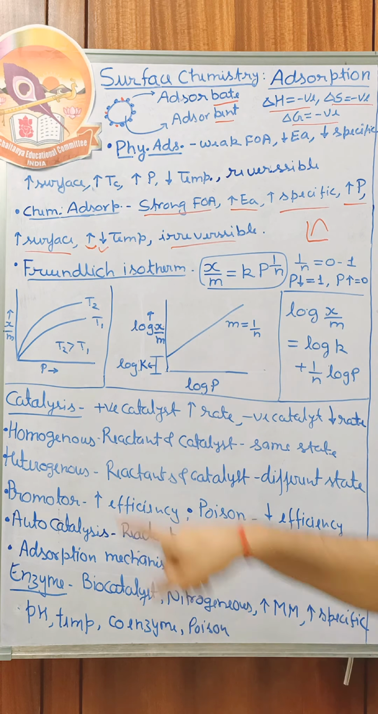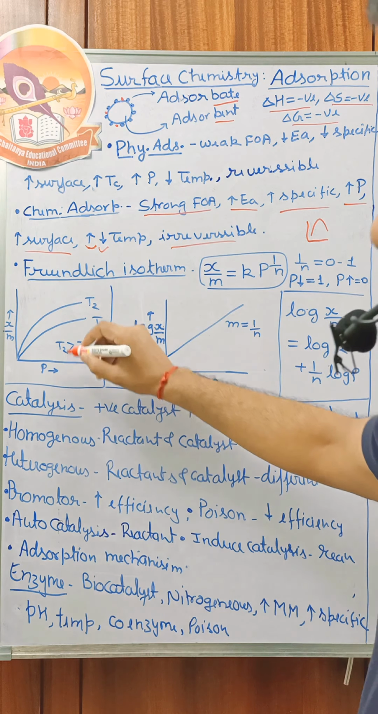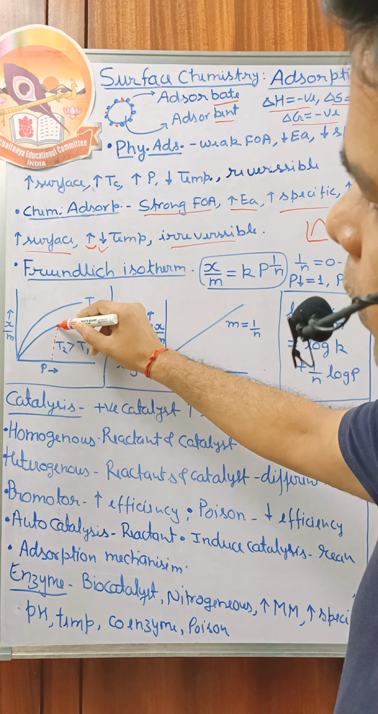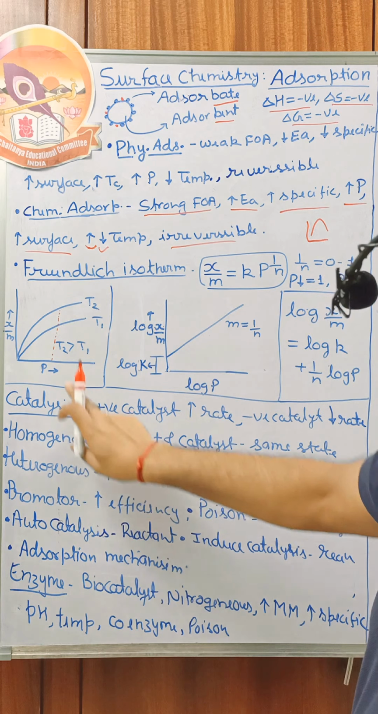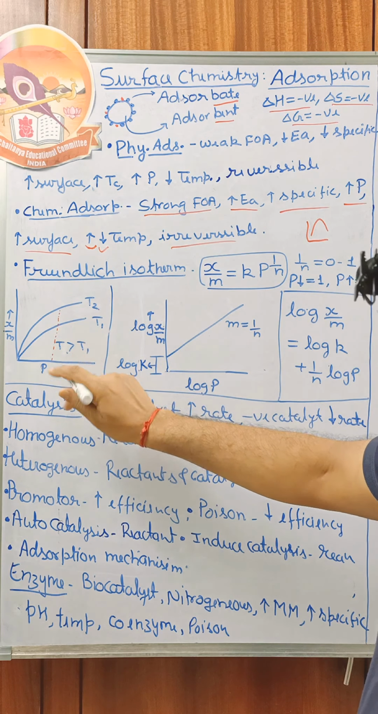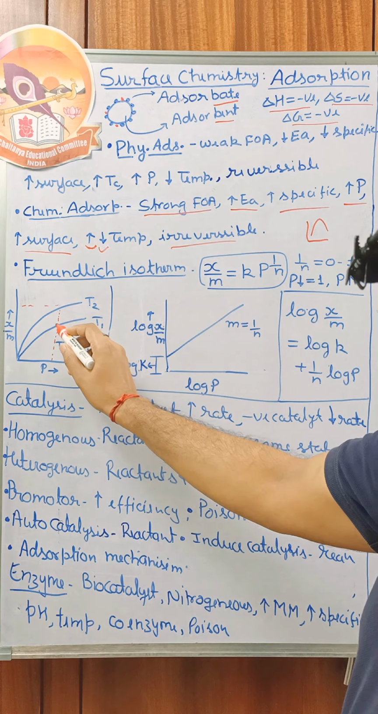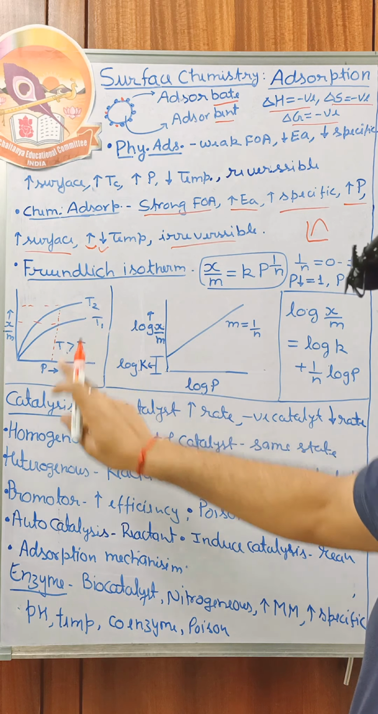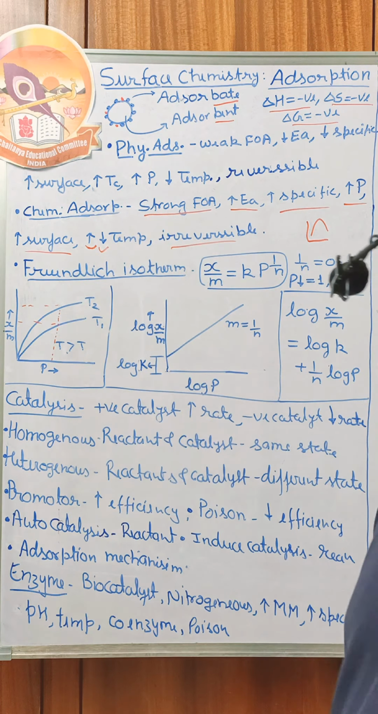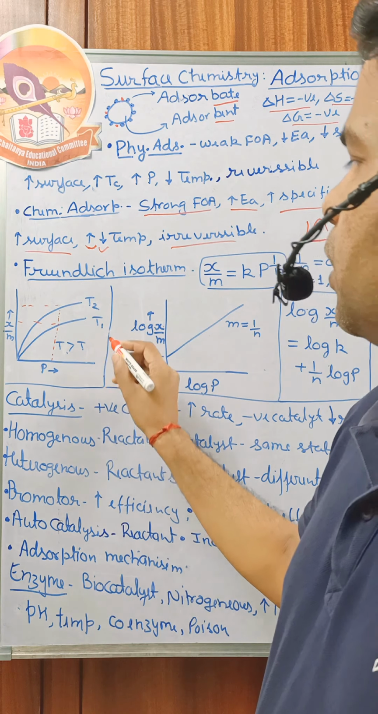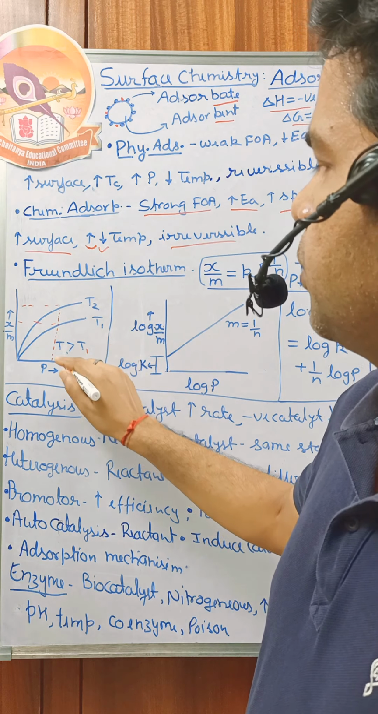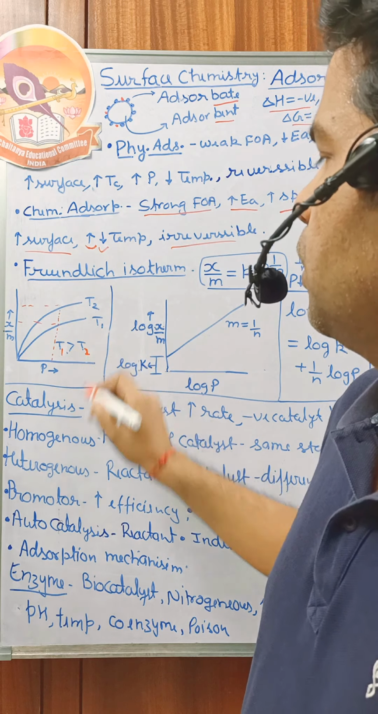Look, at a given pressure, at T2 the adsorption of the gas is more, and at T1 the adsorption of the gas is less. Lower the temperature, more is the adsorption. So what is the correct one? T1 is the higher temperature and T2 is the lower temperature.